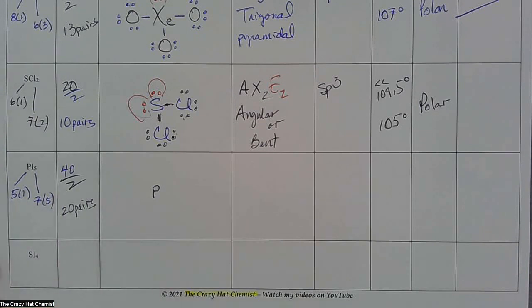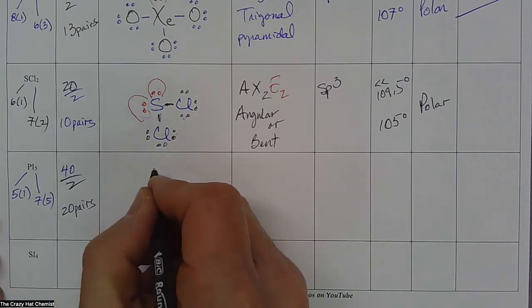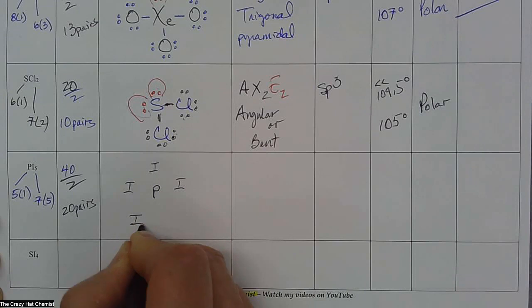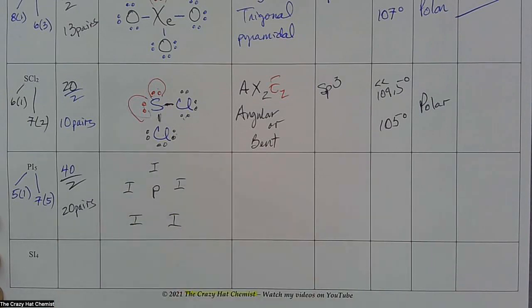So what I'm going to do is equally space these iodines around this phosphorus. Phosphorus is period 3 or greater. It happens to be in period 3. But if it's in period 3 or greater, it can exceed the octet rule. And this is what's going to happen if I have more than 4 elements around the central element, of which I do in this case. So 1, 2, 3, 4, and 5. That's what this is going to look like.